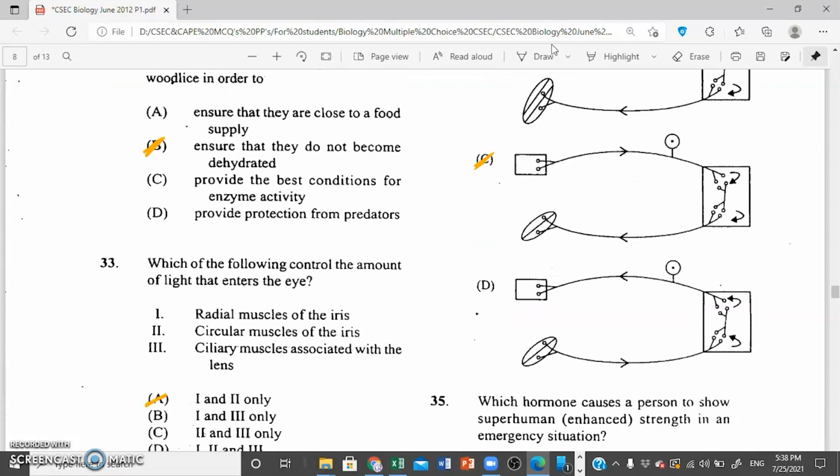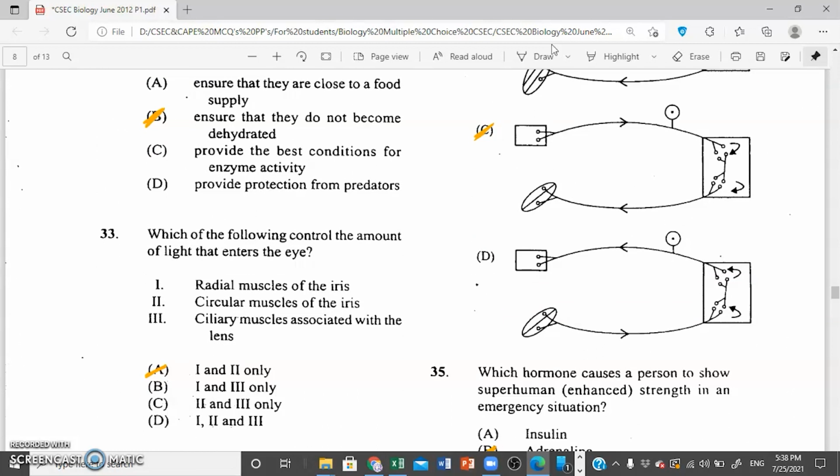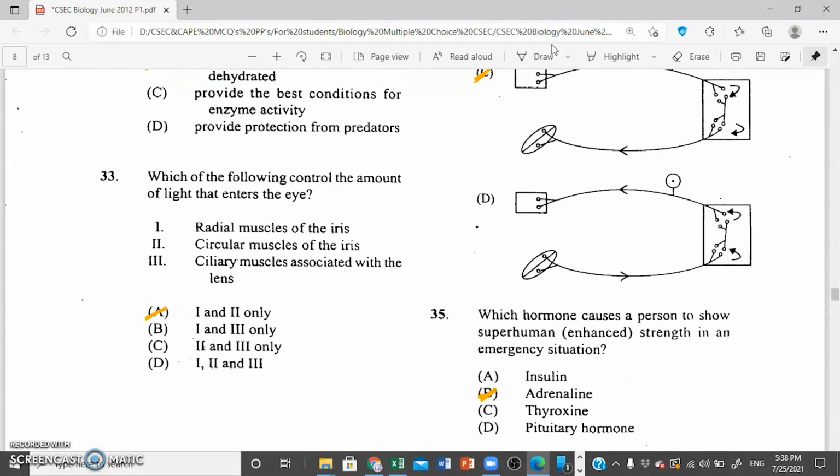Number 33, which of the following control the amount of light that enters the eye? So you have the radial muscles of the iris, the circular muscles of the iris, the ciliary muscles associated with the lens. The amount of light entering the eye is controlled by the iris muscle. Iris muscle has circular and radial components, and the iris controls the opening and closing of the pupil, which is a hole in the middle of the eye. So the answer here is 1 and 2.